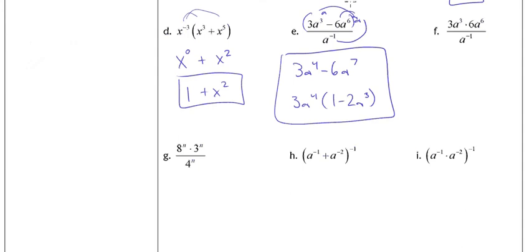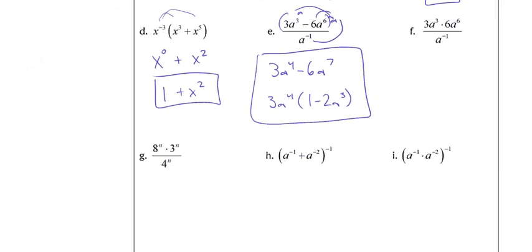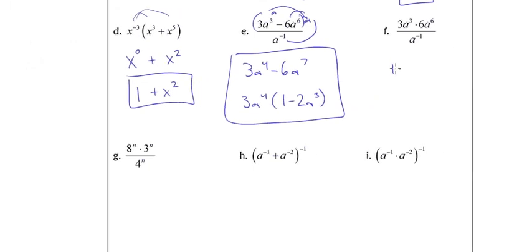All right, F, it says 3a cubed times 6a cubed over a to the negative 1. Now right here we can simplify the top first. That might be an easier first step. So 3 times 6, that's 18, and a cubed times a to the 6 is a to the 9th. Now it's being divided by a to the negative 1, meaning that that a is going to head on up, and we end up with 18a to the 10th.